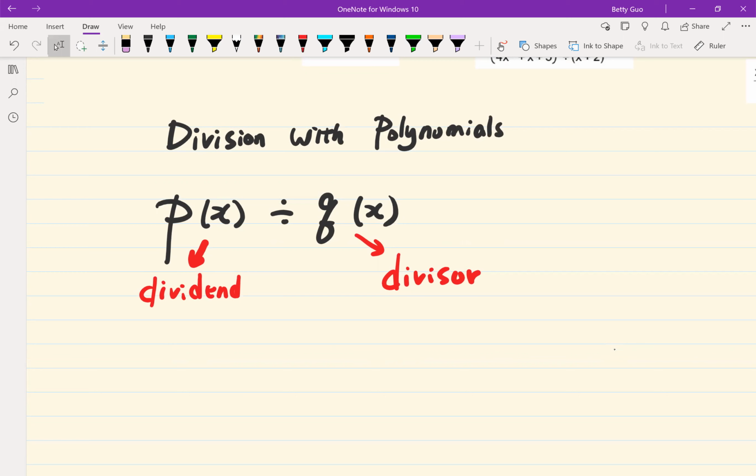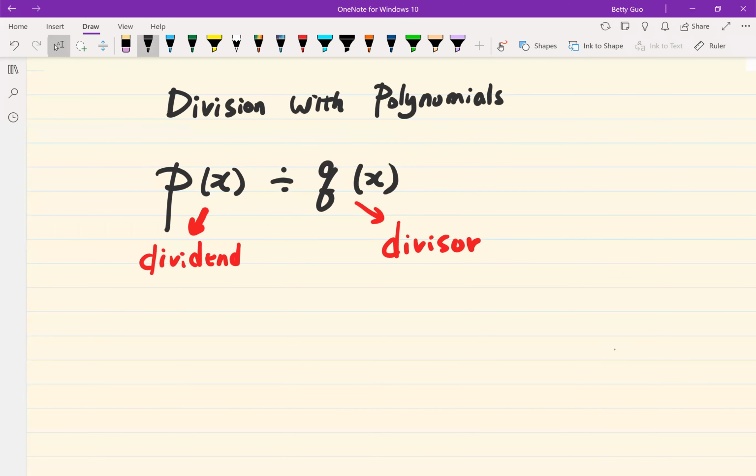Firstly, I want you to please remember the names of the two polynomials in the division. The order of the two polynomials cannot be interchanged randomly. The polynomial in front of the division symbol, that's the dividend. The dividend is divided by q of x, which is the divisor. Okay? All right.